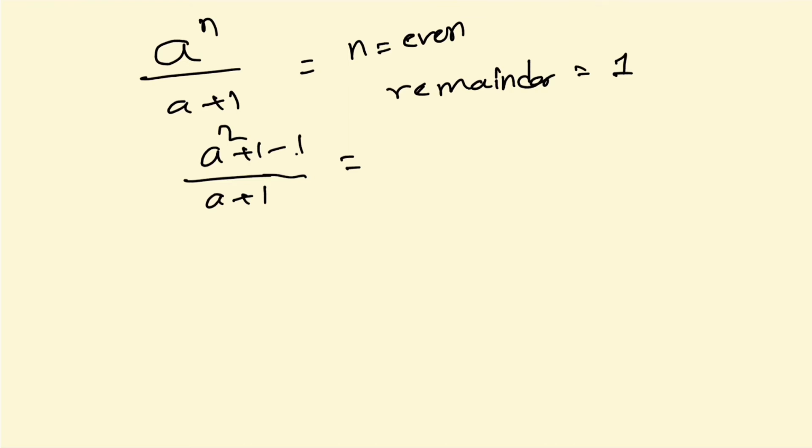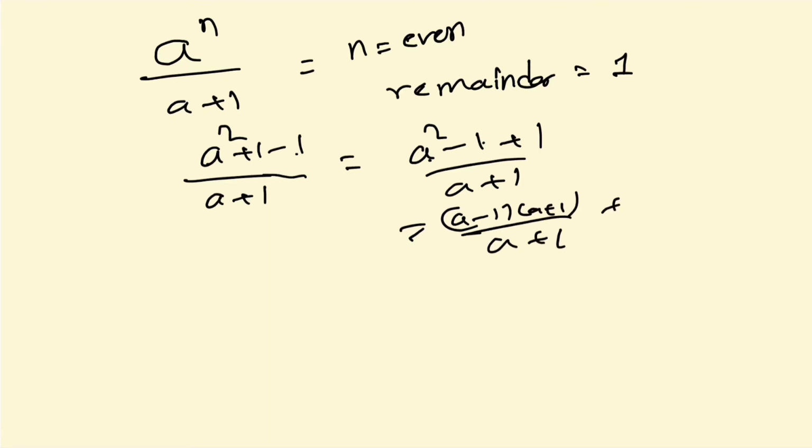Now if you observe carefully, this is fine. You can keep minus 1 there: a squared minus 1 plus 1, divided by a plus 1. This a squared minus 1 can be written as (a minus 1) into (a plus 1), divided by a plus 1, plus 1 by a plus 1. So this got cancelled, and you have the result a minus 1, and only 1 is left here, hence the remainder is 1.